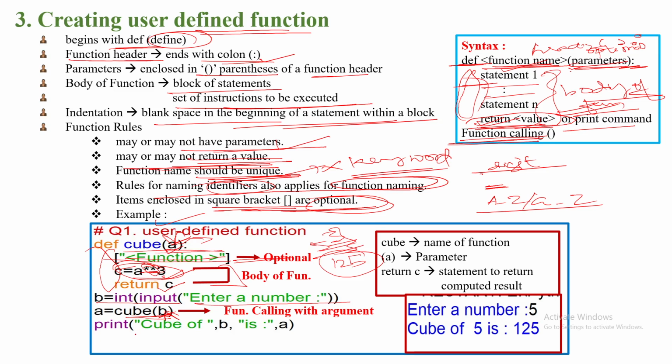Print cube of b is a, where b is the input variable. Suppose I enter the number 5. Then the cube of 5 is 125, because I call this a, meaning it comes here, and this a stores the cube of b. Cube is the function. Whenever this cube is called, it comes here with b, so this b value is taken as a's value. Now it calculates and returns this value c, and then it comes back here.